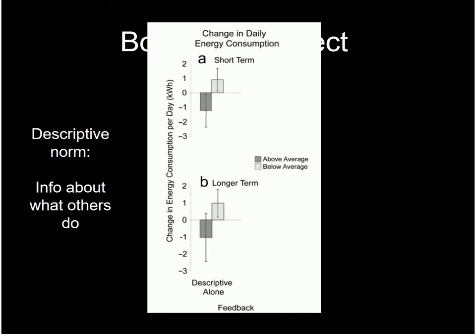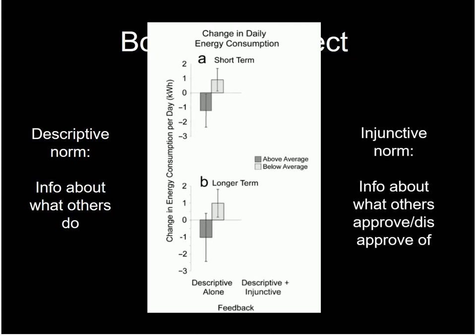And so what they showed in this study is that the boomerang effects can be counteracted by combining this descriptive social norm, which provides information about what other people are doing, with what's called an injunctive social norm. That is, information about what other people think, what other people approve of or disapprove of.